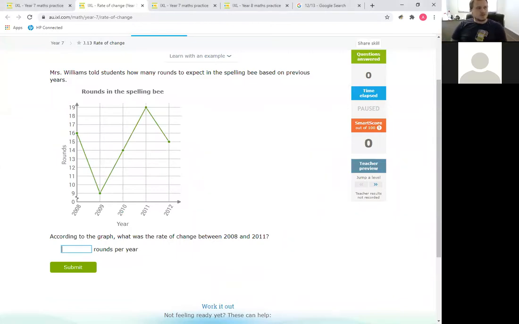So, according to the graph, what was the rate of change between 2008 and 2011? So in 2008, we had 16 rounds. And then in 2011, there was 19. So that's a change of 3. Anyone want to hazard a guess at the answer?